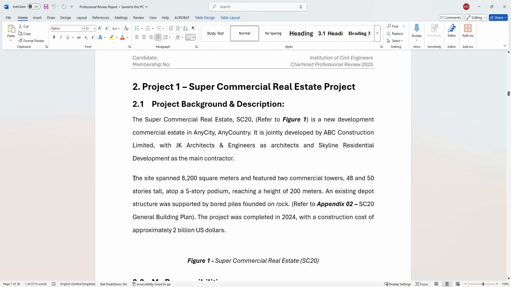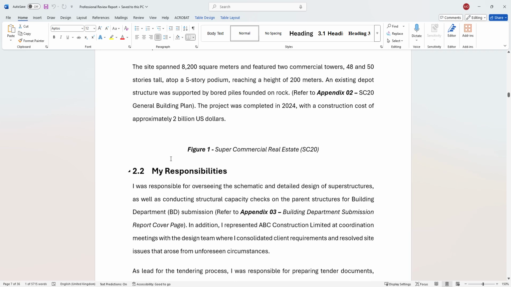It also describes the site. So what exactly did the candidate work on? It was two structures, a 48-story and a 50-story building. So by reading this project background and description, we know exactly what the candidate was up to.